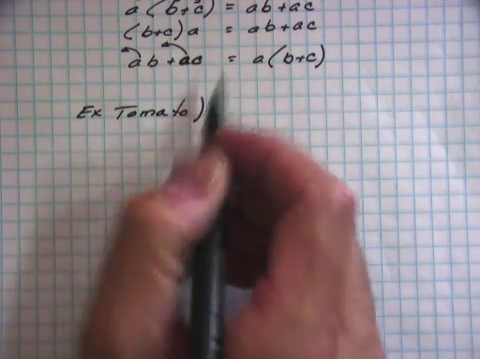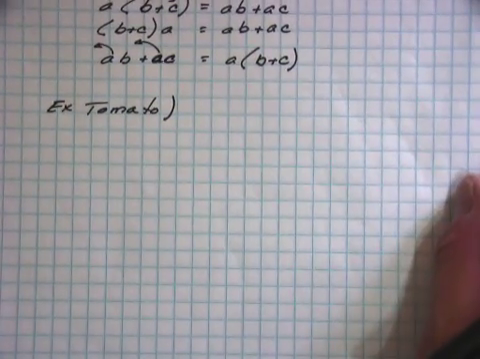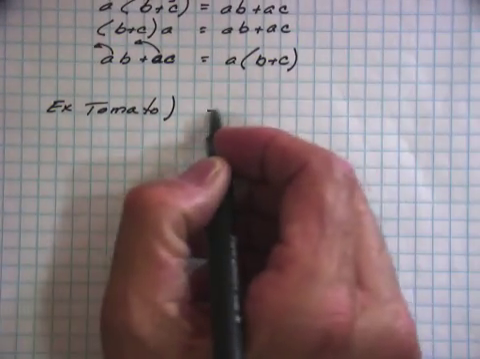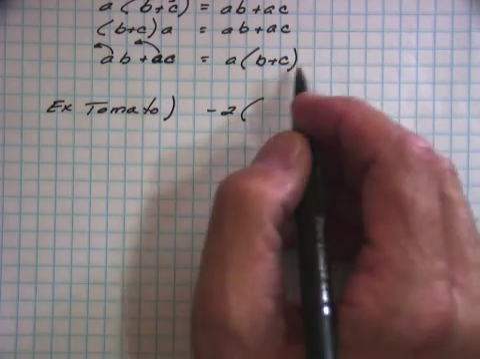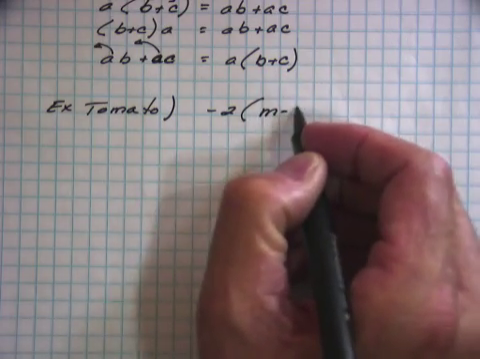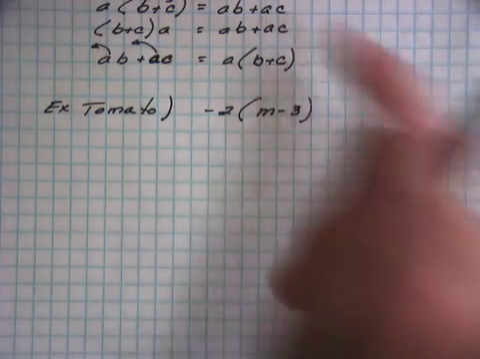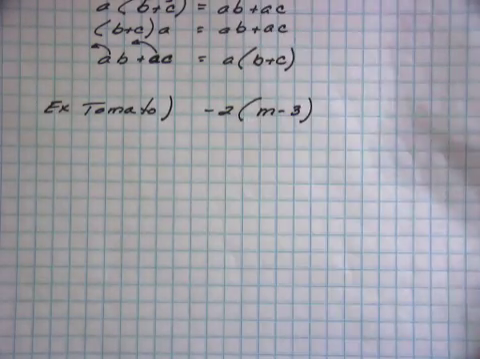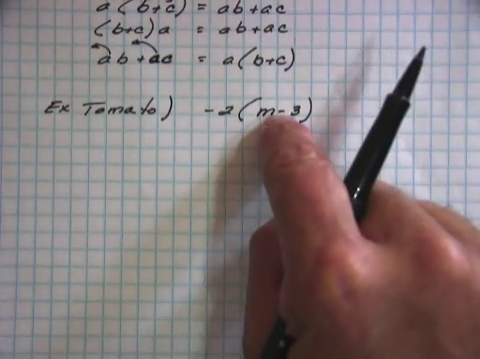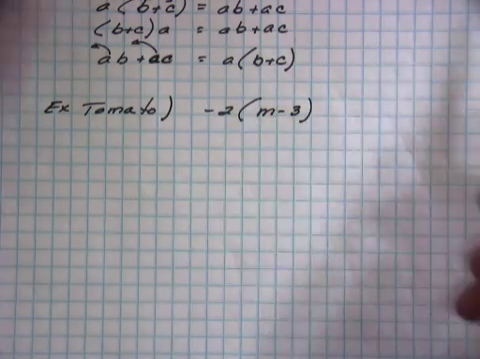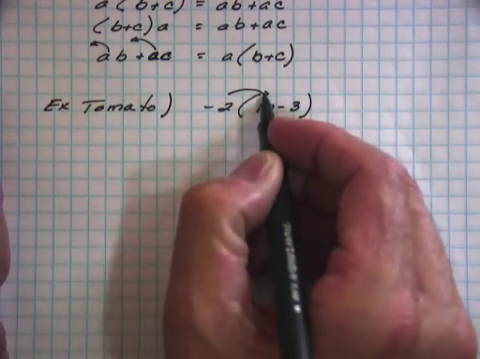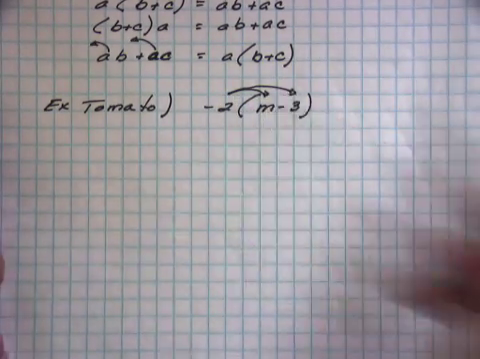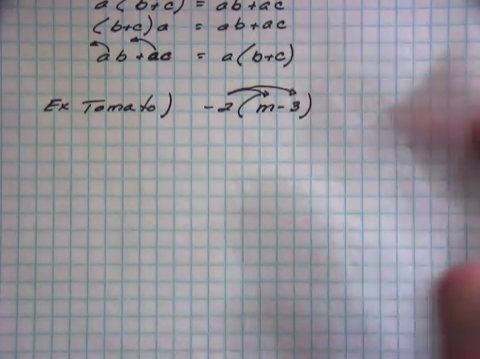So we've got example tomato. And again, you try and figure out what the category for the examples is today. But let's just start with -2, and then in parentheses we've got m minus 3. Okay, it's a little bit different. I mean, up here I was doing all pluses, but you get the idea. Just down here you're going to have that minus, so you're going to have to be wary of that.